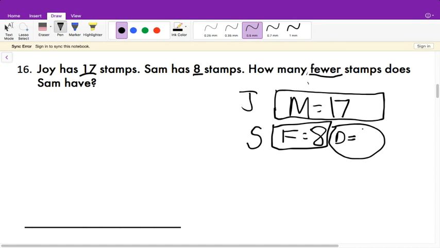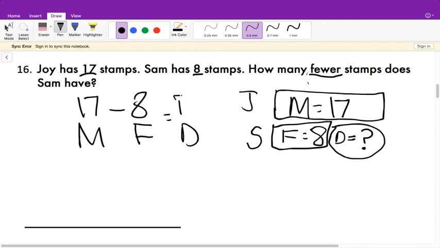And then the difference, how many fewer stamps does Sam have, is what we are looking for with our question. So now I can write my equation. Okay, more minus fewer equals the difference. And I'll just take these numbers from my picture and plug them into my equation. 17 minus 8 equals box. Okay, and then I can solve it either using my fingers or using my mental math strategies.